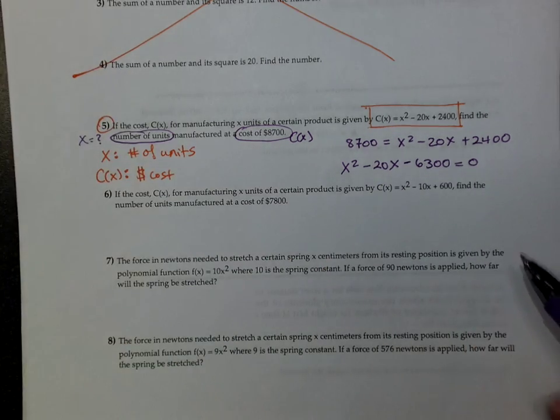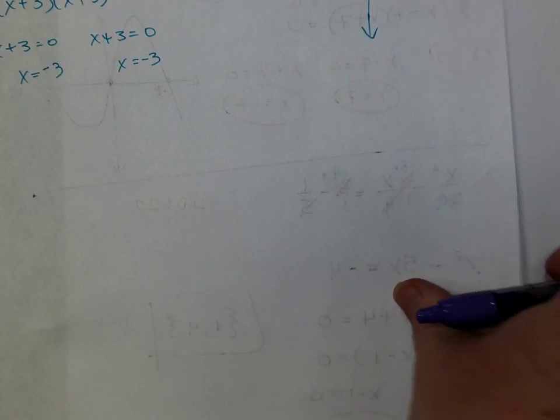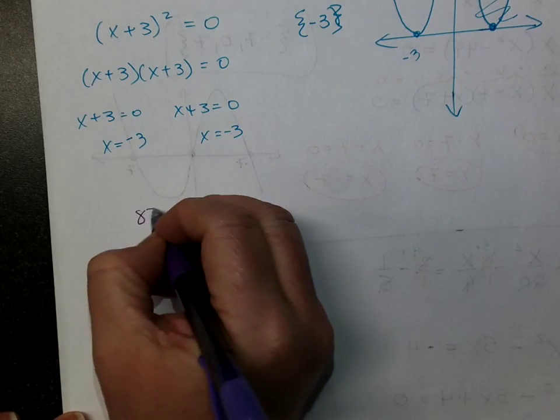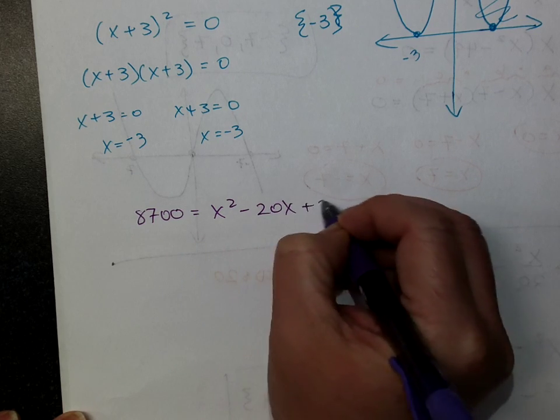So you moved the 87 that way. You moved the 87 to the 2,400. Yes. But you could have done it the other way? No. Okay, so I have 8,700 equals x squared minus 20x plus 2,400.